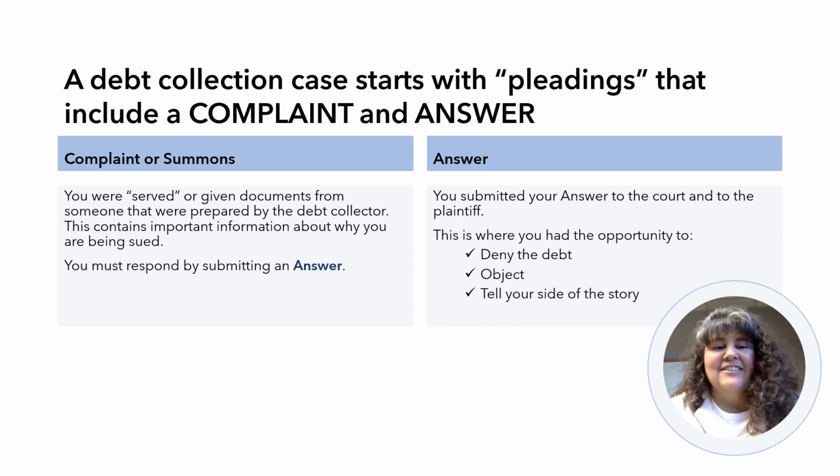A debt collection case starts with a complaint or summons. The plaintiff says they served you with papers that were filed in court. As the defendant, you have a responsibility to respond. You probably already have done this by submitting an answer to the court clerk and to the plaintiff. This is necessary. It is what lets the judge know you have something you want the court to hear about your case. The complaint and answer together are referred to as pleadings in court.